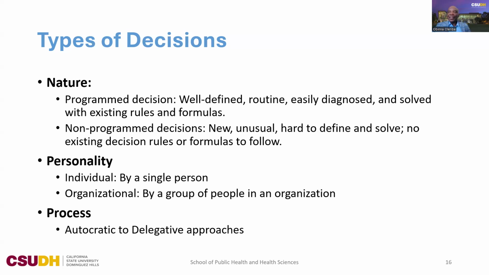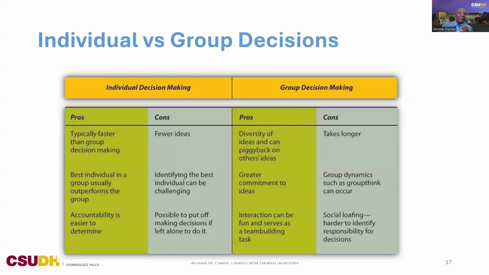Then you have the process, which could be autocratic to delegative. So in autocratic, you make it alone, but in delegative, you ask somebody to make it on your behalf. So these are also ways people make decisions. This framework therefore highlights that decisions differ in complexity, in scope, and method of execution, requiring appropriate strategies based on situations and contexts.